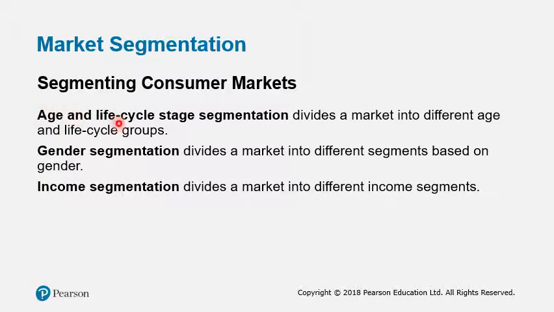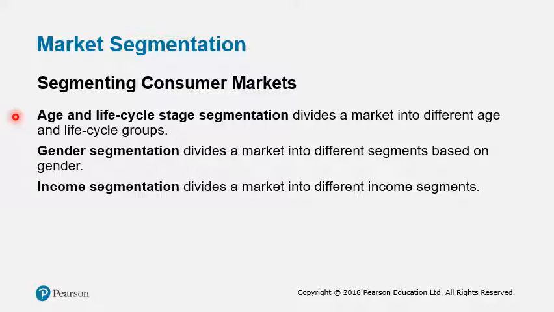When you talk about age or the life cycle stage of segmentation, this is when you are dividing the market based on their age or their life cycle groups. Age is just how old that particular person is, and mostly marketers don't really go into age itself, because perhaps a 7-year-old kid and an 8-year-old kid still have similar needs.